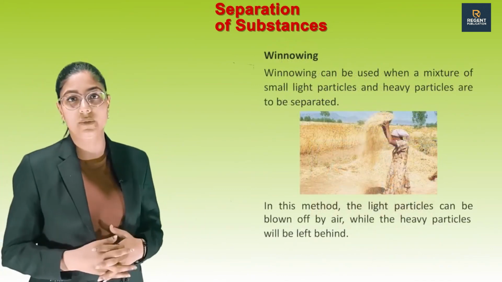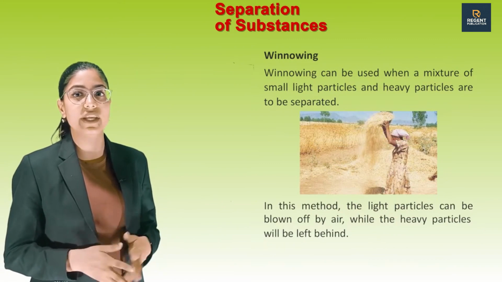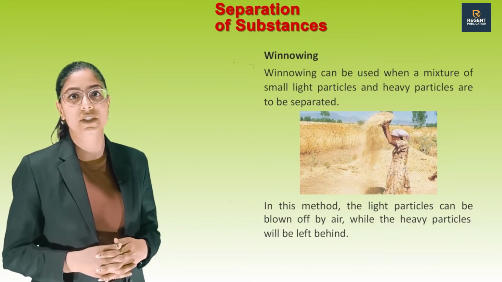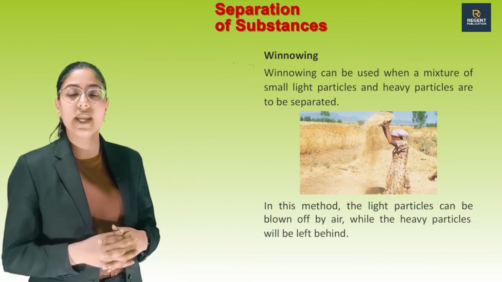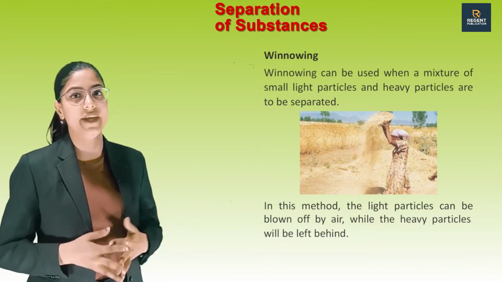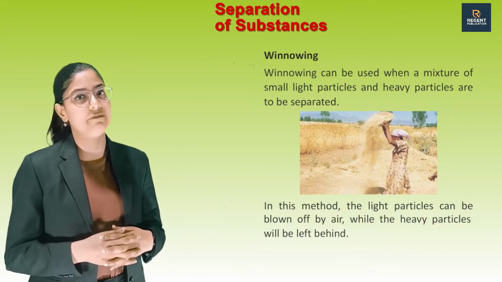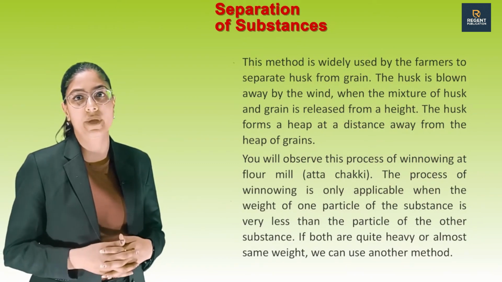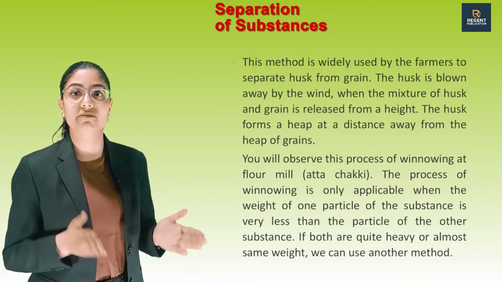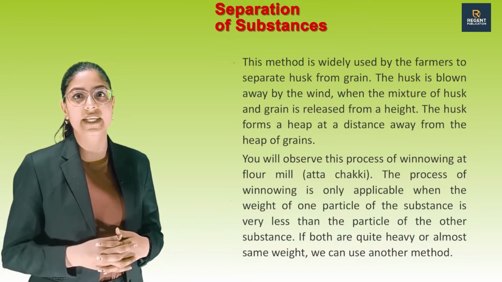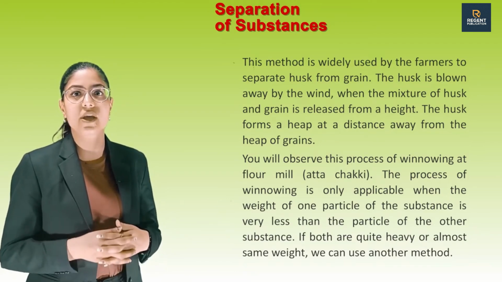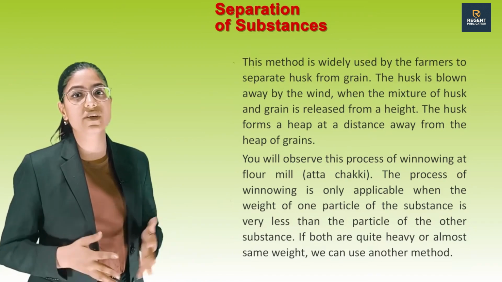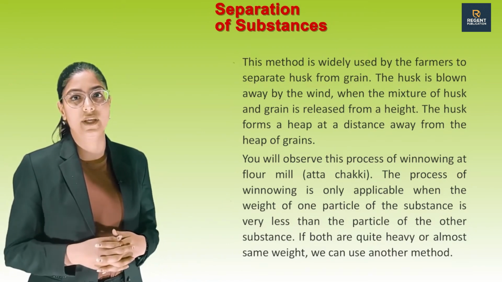Next is winnowing. Winnowing can be used when a mixture of small light particles and heavy particles are to be separated. In this method, the light particles can be blown off by air, while the heavy particles will be left behind. This method is widely used by farmers to separate husk from grain. The husk is blown away by the wind. When the mixture of husk and grain is released from a height, the husk forms a heap at a distance away from the heap of grain. You will observe this process of winnowing at a flour mill, atta chakki.